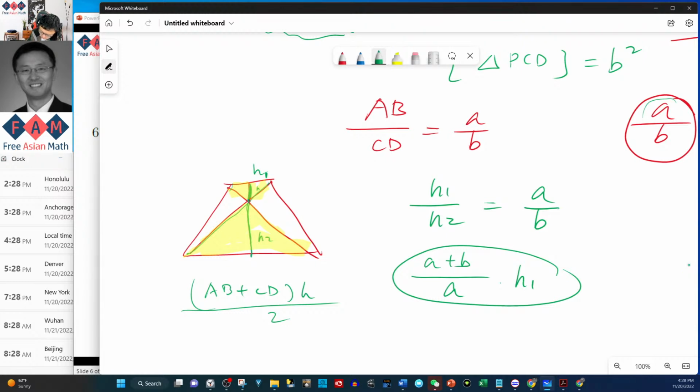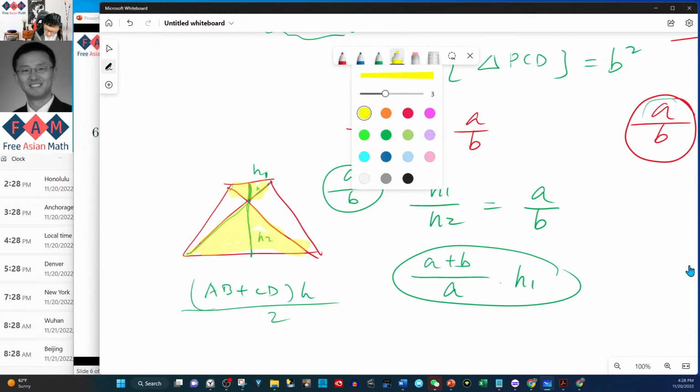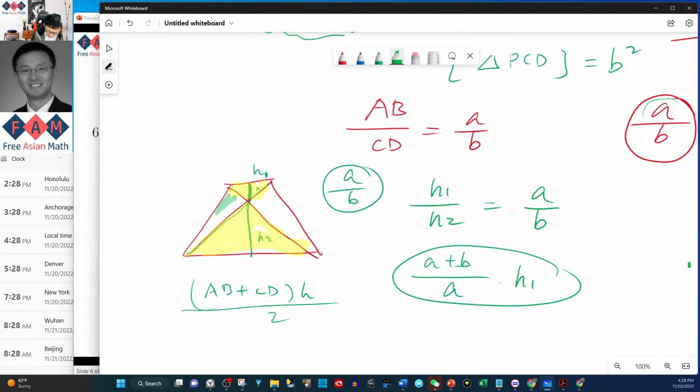Once we know this ratio A over B is the one-dimensional similarity ratio between the two triangles, everything else can be reasoned out. For example, what is the area of this triangle? How do we know anything about it? We already know the top triangle is A squared. That was given to us, right? This is A squared.